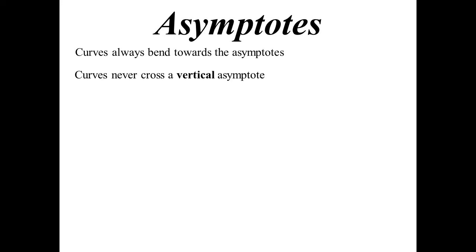Now, curves never cross a vertical asymptote, because vertical asymptotes are exclusions in the domain. So there's no way the graph could ever go there, because that x value is not in the domain, so you can't substitute it in and get a value.